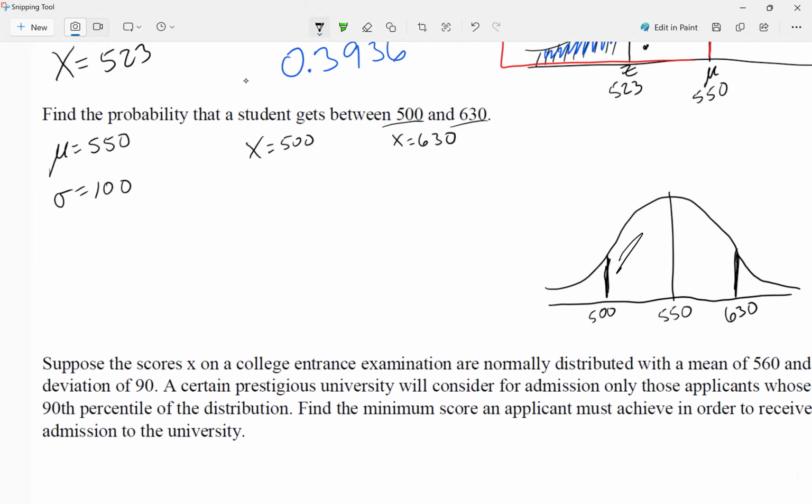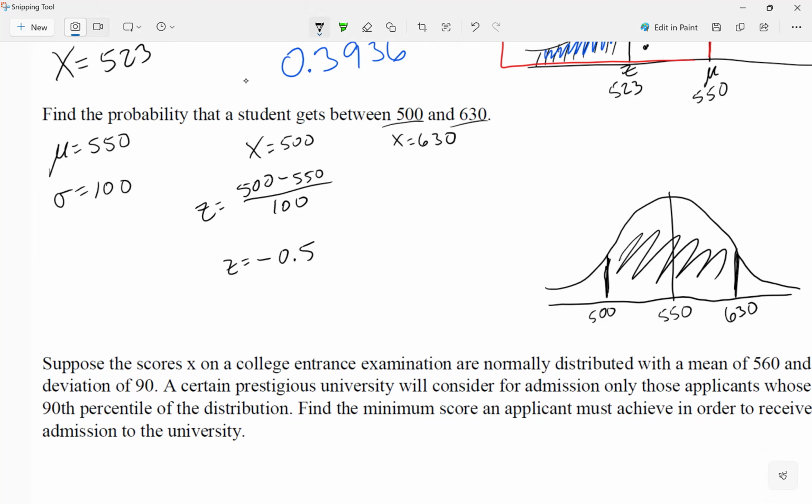Okay, so I'm looking for basically this area here. Let me get my different z-scores. Remember I said I have to get two z-score values? If my x is 500, I'm going to go 500 minus 550, all of this divided by 100. So my z-score is negative 0.5. It is negative because 500 is to the left of my mu.